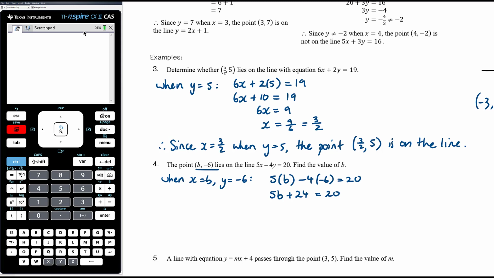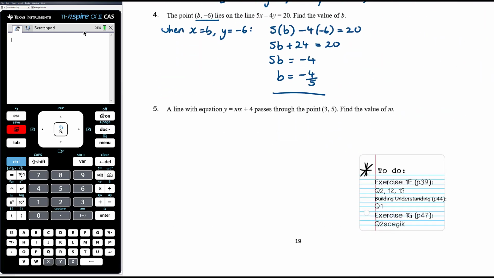I'm going to subtract 24 from both sides. 5b equals 20 minus 24, which is negative 4. And so b equals negative 4/5, dividing both sides by 5. So find the value of b. We've answered the question. B is equal to negative 4/5 if the point b, negative 6, lies on the line, which we were told it does.